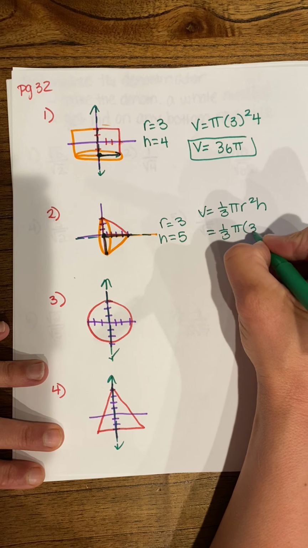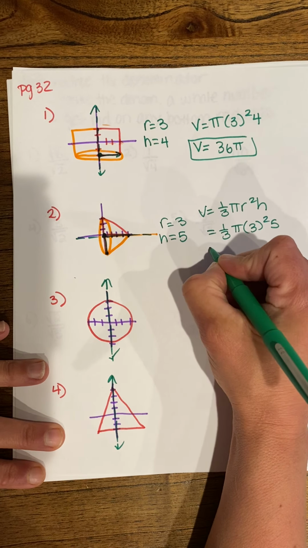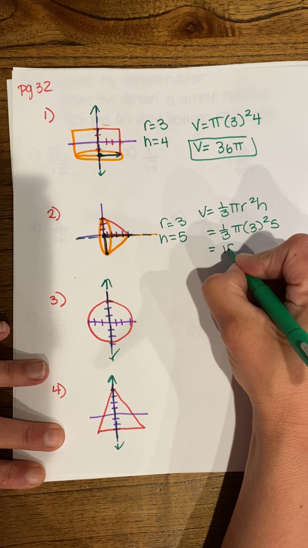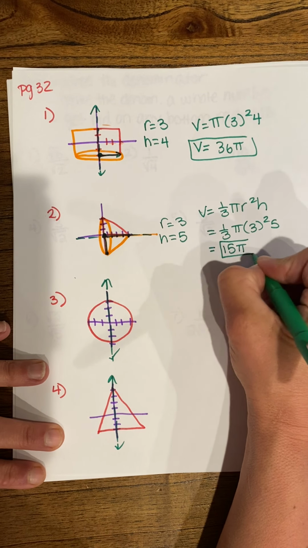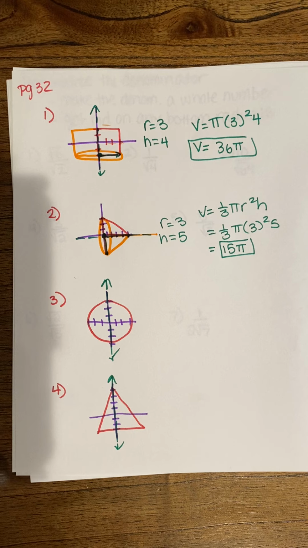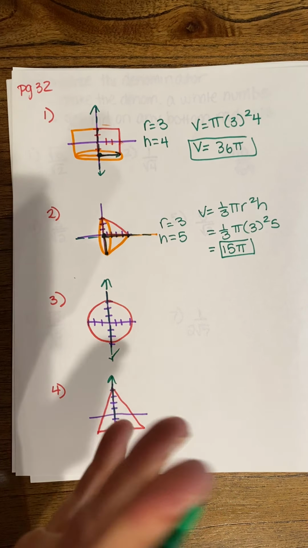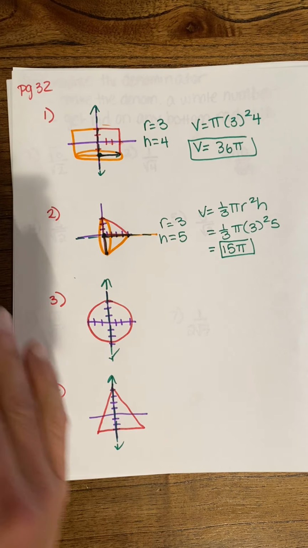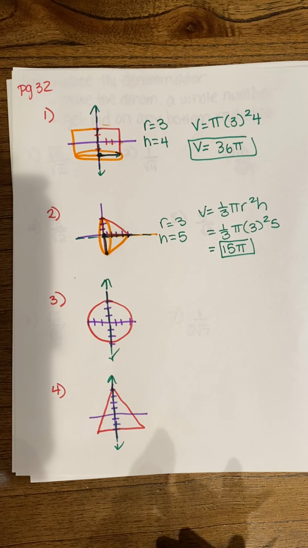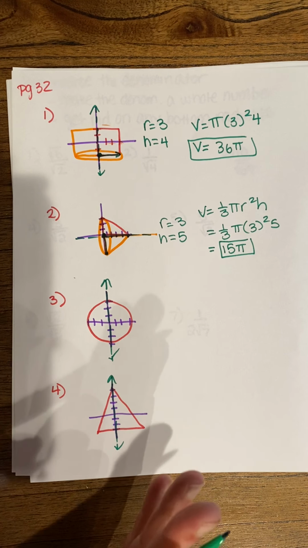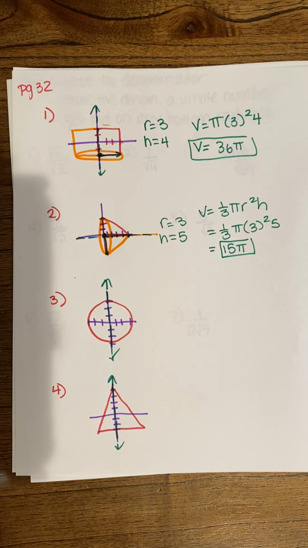So this is 3 squared times 5. If you do out this math, you get 15. Let's tack on the pi and leave it in that form. Again, you just have to make sure you draw it so that you can identify the radius and the height. That's it. It doesn't have to be a great drawing, just enough so you can do that.